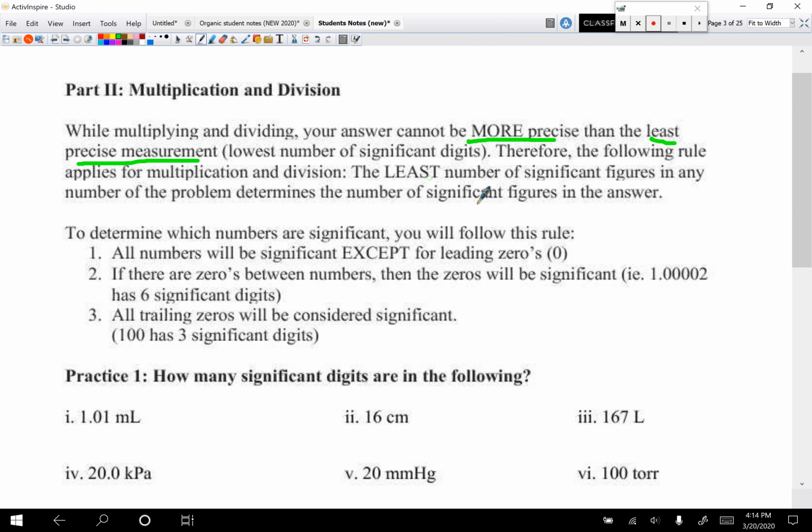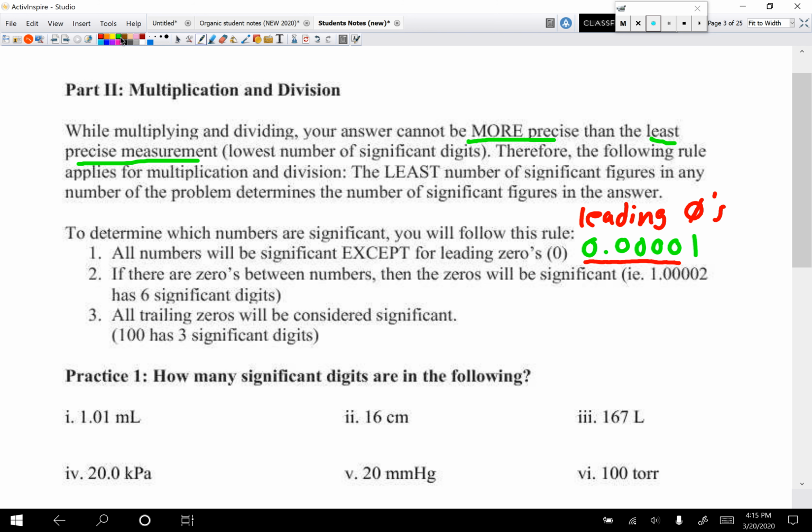So if that's the case, we need to be able to count significant digits in order to figure out which one has the lowest. So we have our little rules right here to determine which numbers are significant and which ones aren't. All right. So first rule, all numbers will be significant except for leading zeros. So leading zeros, an example of leading zeros, if you had like 0.00001. Okay. All these zeros right here, sorry for the Christmas colors, these are leading zeros. So these are not significant, okay? So if you see nothing but zeros leading up before your first non-zero number, then they're not significant.